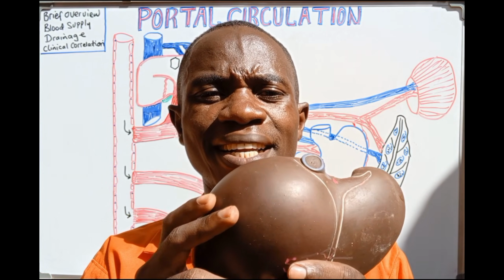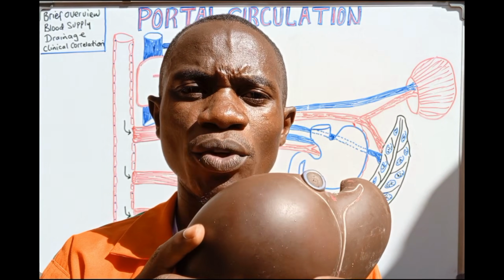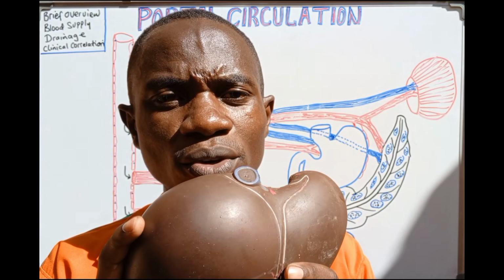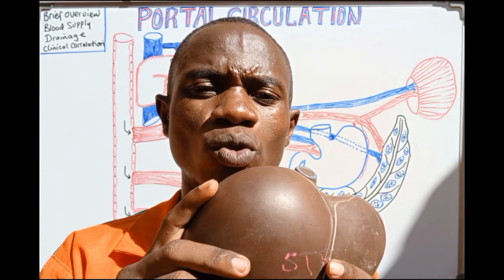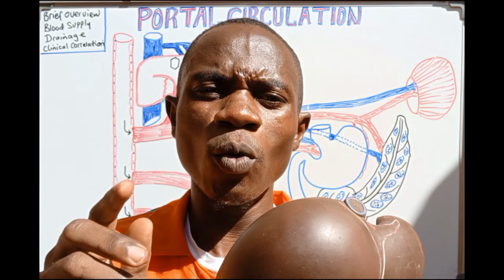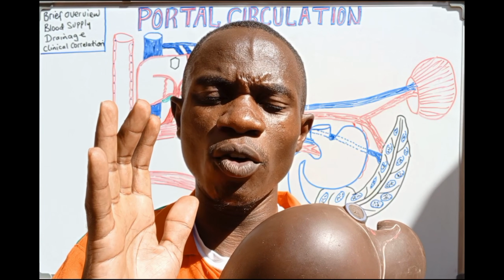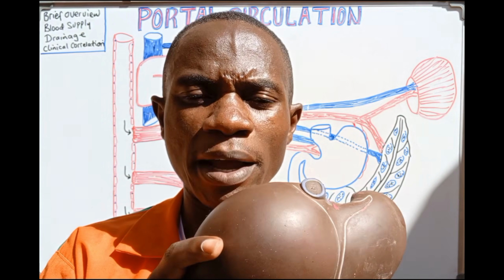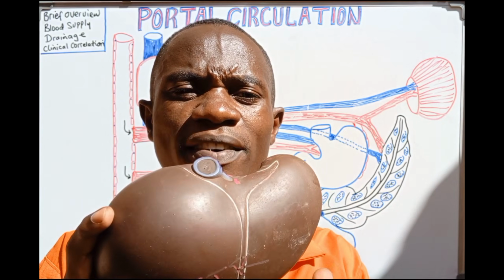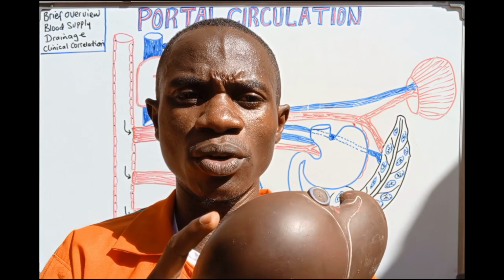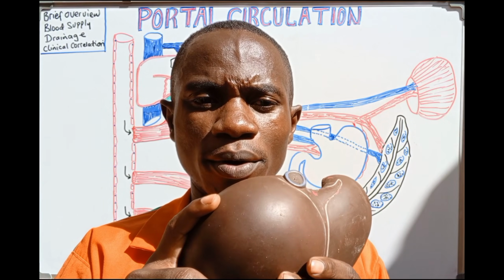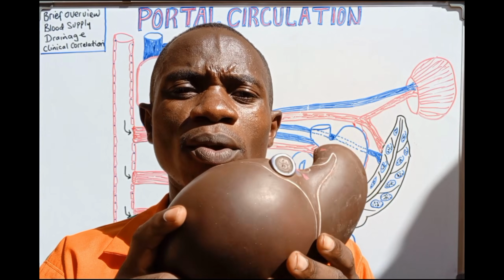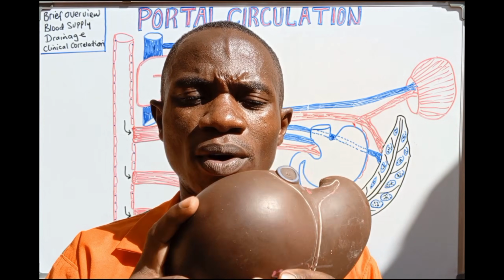Now, we said that the liver resides within the right hypochondriac region, with some portion extending to the epigastric region, and even a small part of the left lobe going into the left hypochondriac region. So generally, the liver occupies three regions within the abdomen. Now we are going to be looking at the anatomy of the liver.